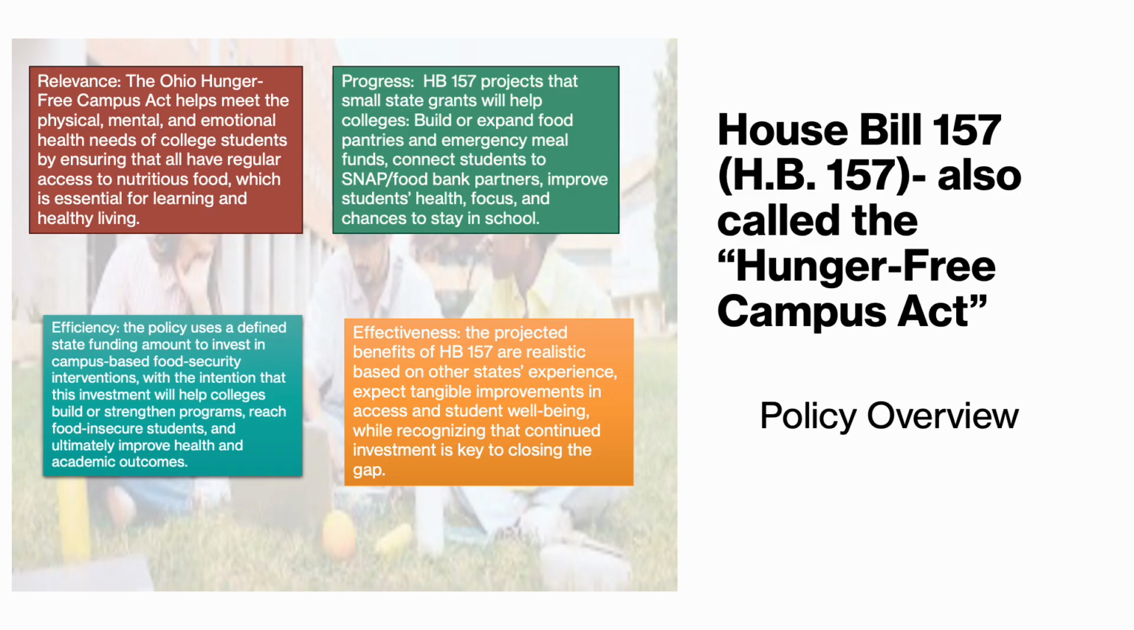So the progress of this is House Bill 157 projects that small state grants will help colleges build or expand food pantries and emergency meal funds, connect students to SNAP or food bank partners, improve students' health, focus, and chances to stay in school. How efficient is it? The policy uses a defined state funding amount to invest in campus-based food security interventions, with the intention that this investment will help colleges build or strengthen programs, reach food insecure students, and ultimately improve health and academic outcomes.